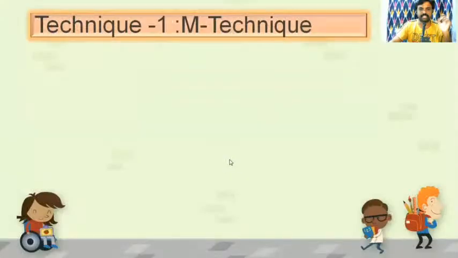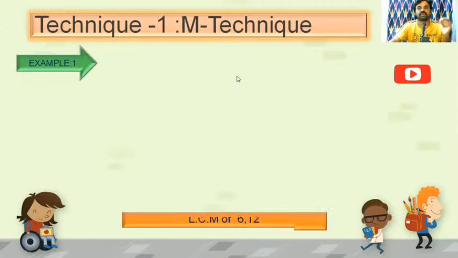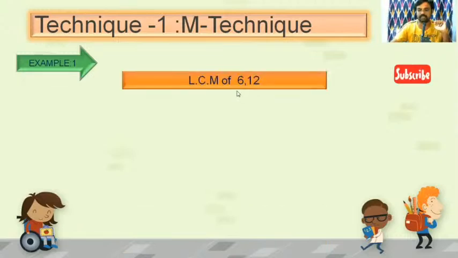Technique 1 is called the M technique. M is nothing but M for multiple. So how can we apply this technique to find LCM? Let us take one example: LCM of 6, 12. We need to select the biggest number of the given numbers. Easily we can find that the biggest number is 12. So 12 is the biggest number.